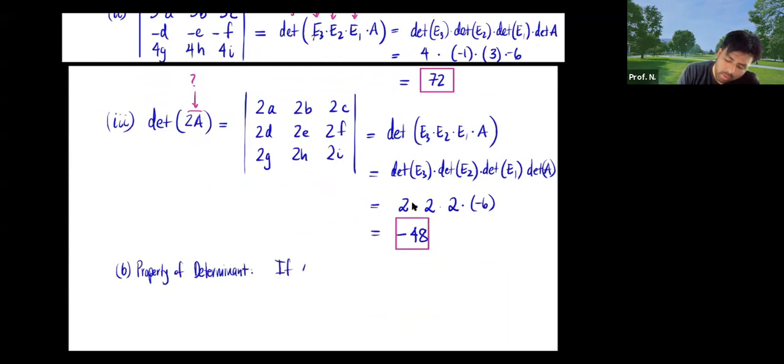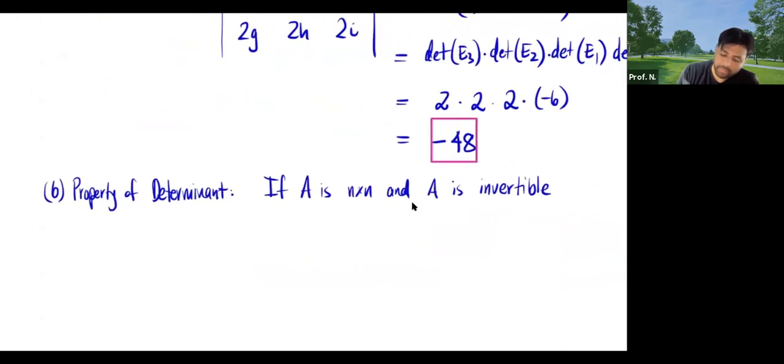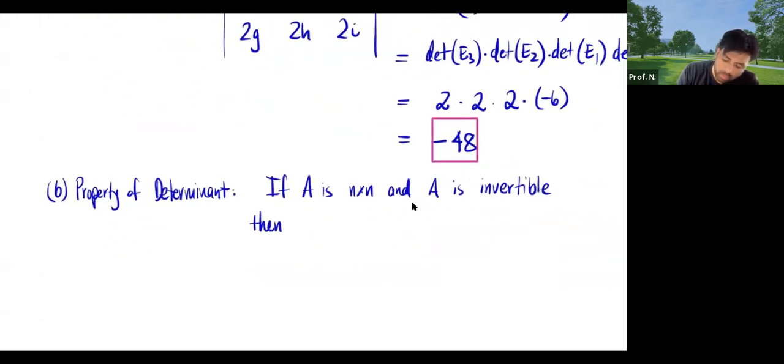So if A is n by n, and A is invertible, we were assuming A is invertible, then the determinant of K times A is equal to K to the n times the determinant of A.